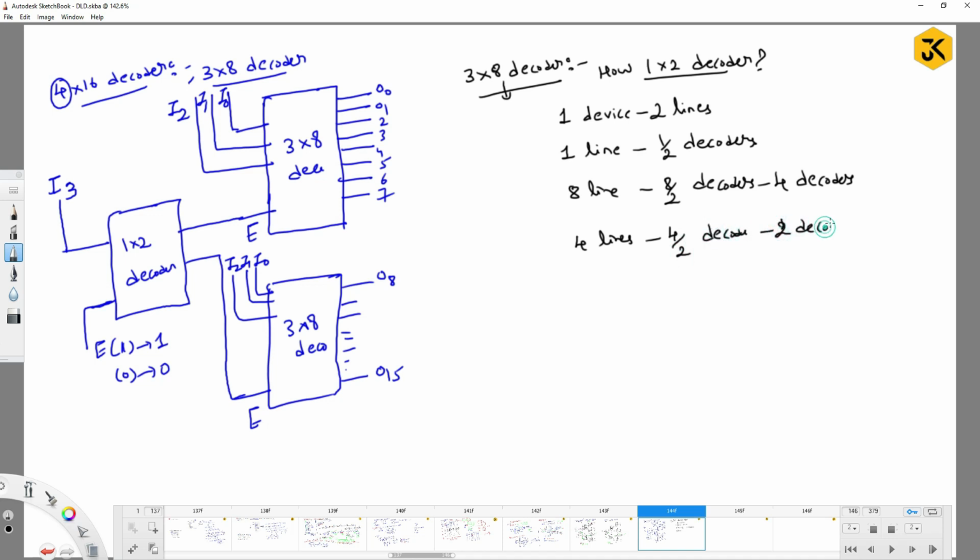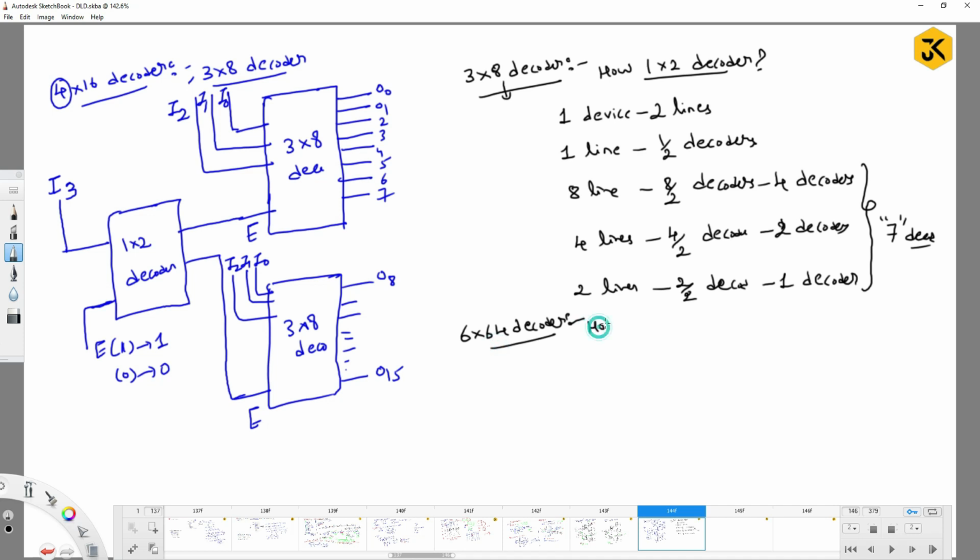That means 2 decoders. Again you are going to have 2 lines. These 2 lines are required to be implemented, so you require one more decoder, that is, 1 decoder. Can I stop here? Yes. So meaning that in total, how many decoders are required here? 7 decoders are required in order to implement a 3 by 8 decoder, right? Similarly, can we construct a 6 by 64 decoder, and how many decoders of size 2 by 4 are required?